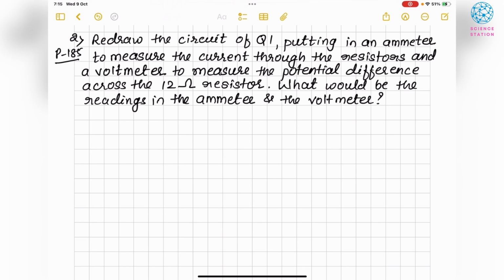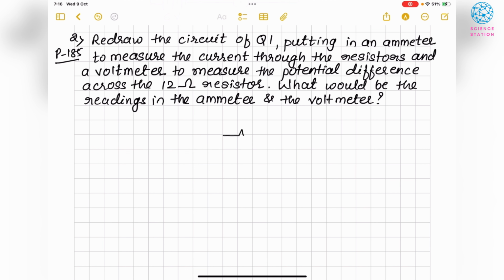Now question 2 says redraw the circuit of question 1 putting an ammeter to measure the current through the resistors and a voltmeter to measure the potential difference across the 12 ohm resistor. What would be the reading in the ammeter and the voltmeter?